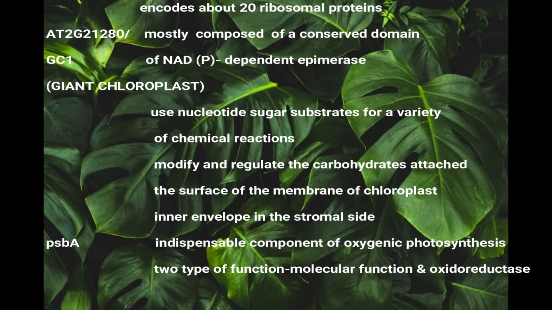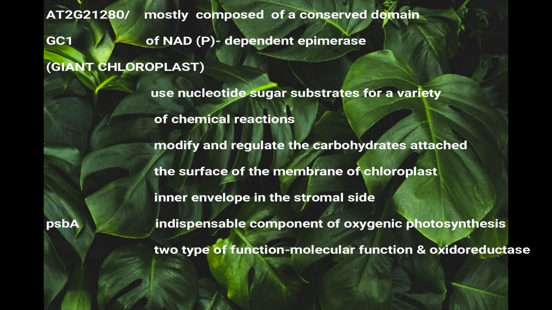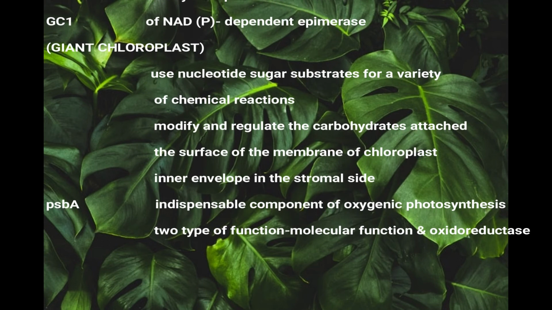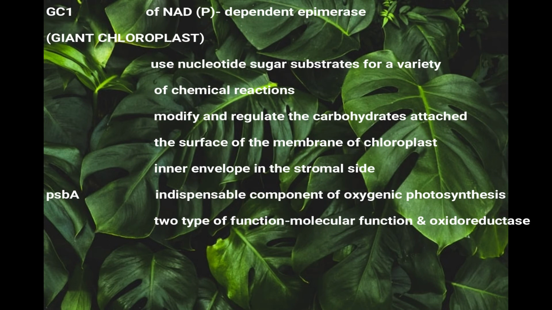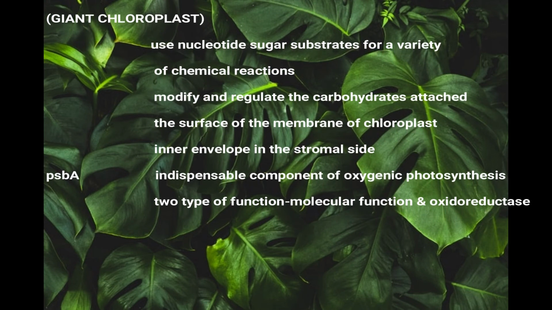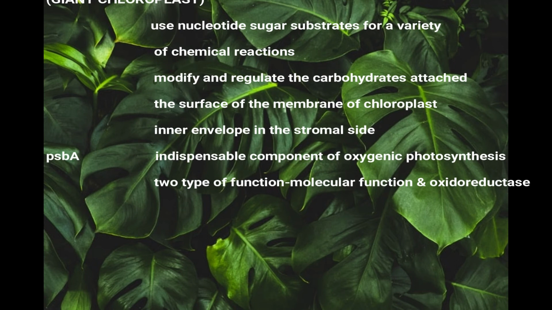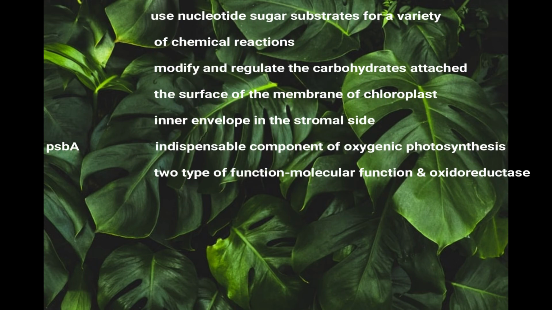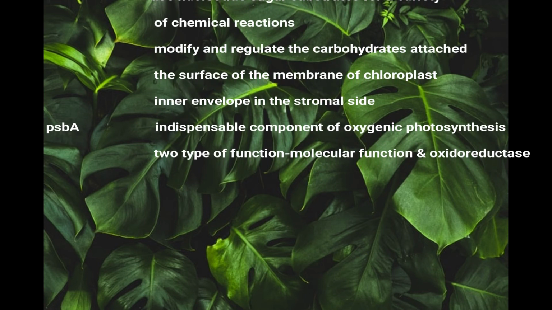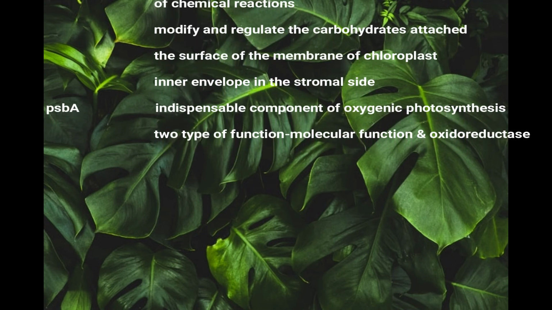The third gene is AT2G21280, also known as GC1, which is giant chloroplast 1, mostly composed of a conserved domain of NADP-dependent epimerase, which uses nucleotide sugar substrates for a variety of chemical reactions. The sugar epimerase is widely found in animals, plants, and microorganisms. Initially isolated from E. coli, it catalyzes an epimerization reaction through the transient reduction of NAD+.